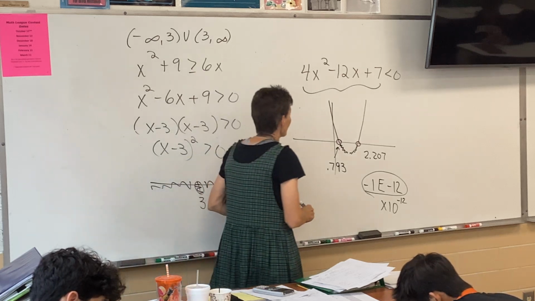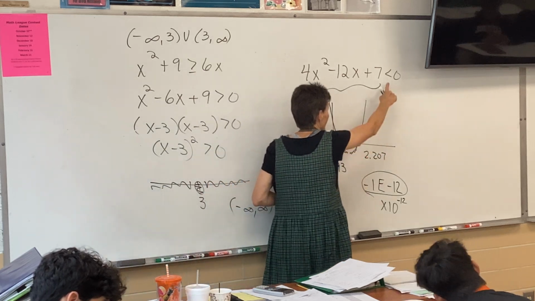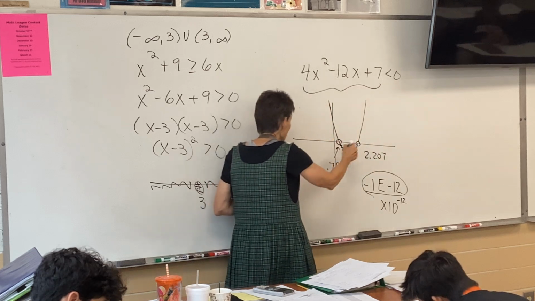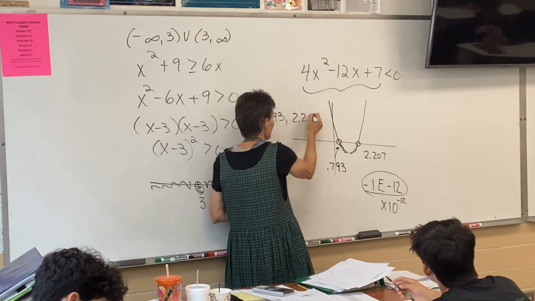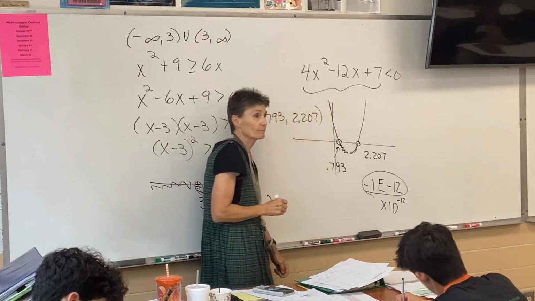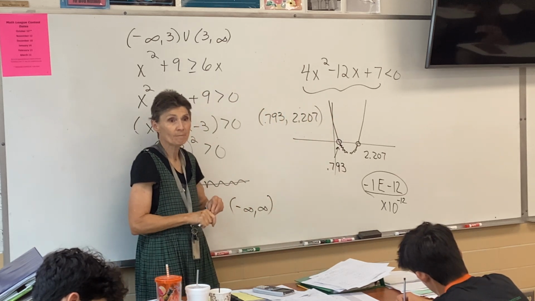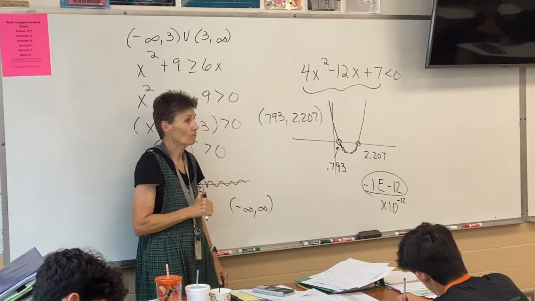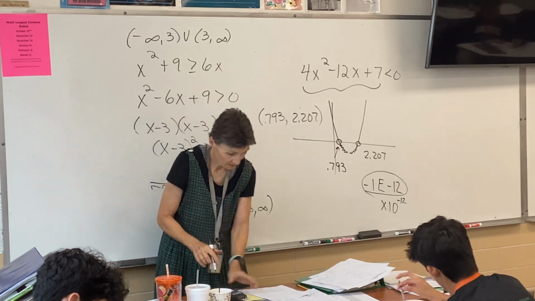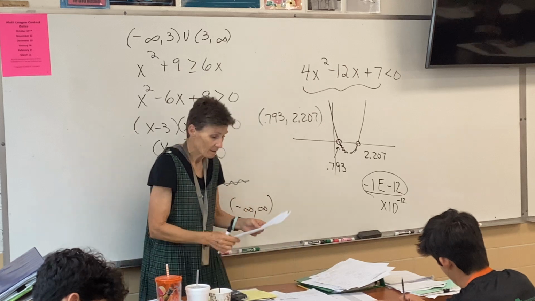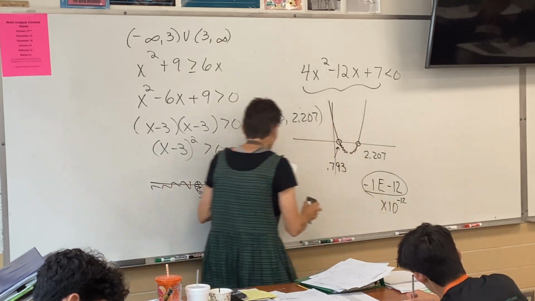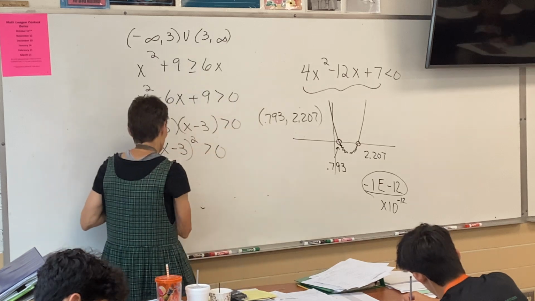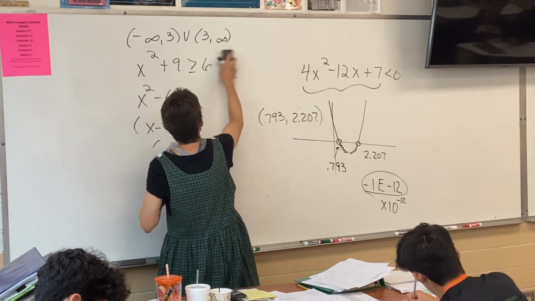So what's my answer? Well, these are open dots, and I need to be in between them. So 0.793, comma, 2.207. Is that okay with everyone? Perfect. Do you feel like you and your teammate can do these? All right, go for it.